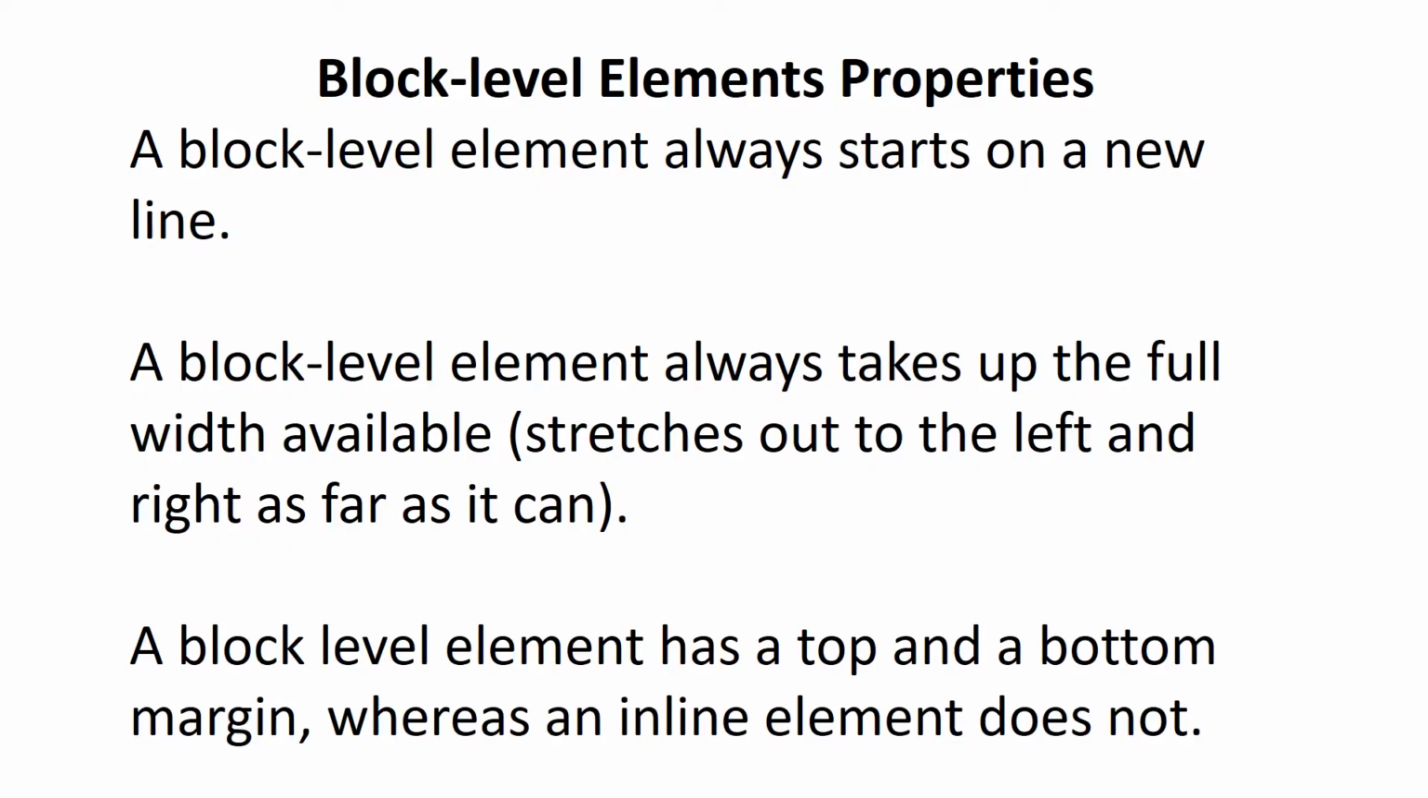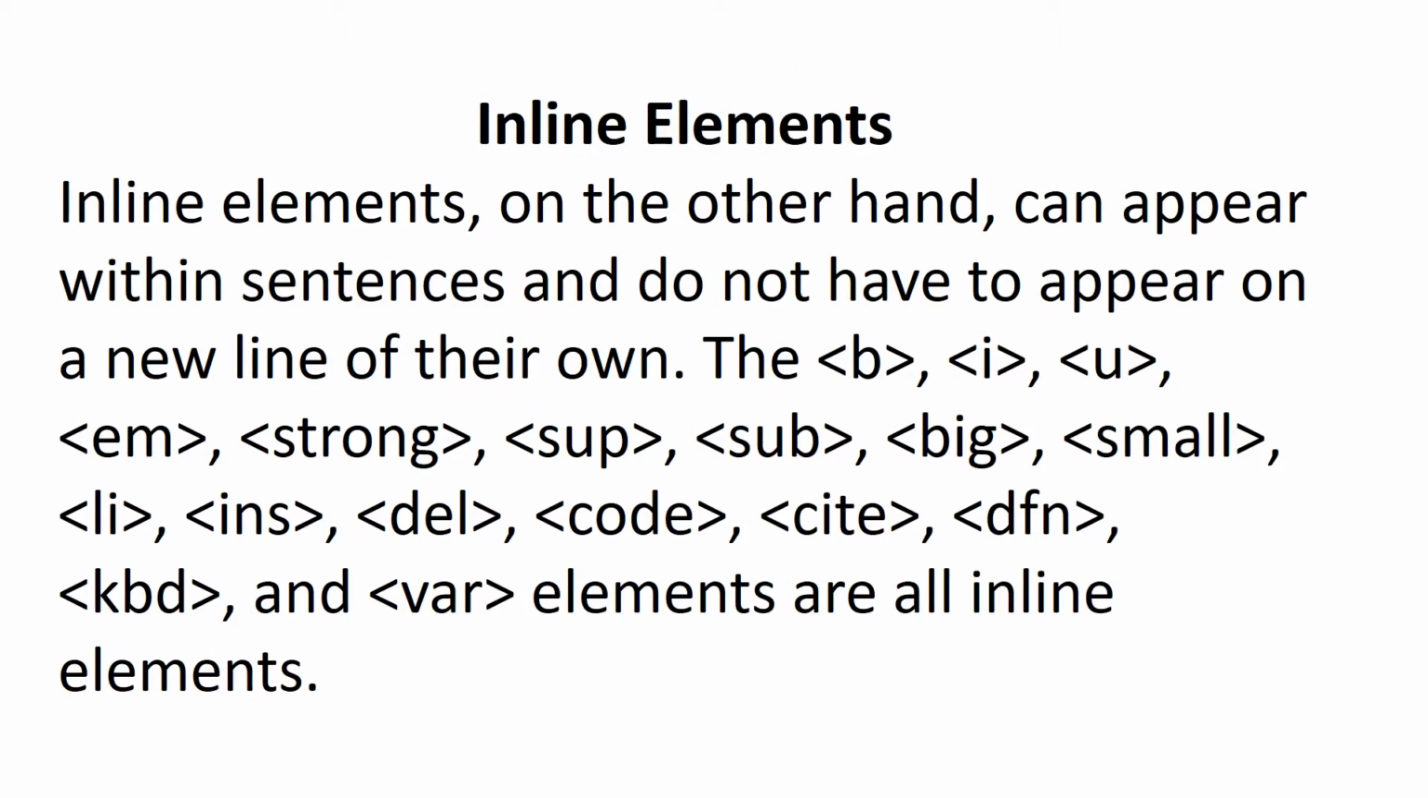Block element properties. A block element always starts on a new line. A block element always takes up the full width available, stretched out to the left and the right. A block element has a top and a bottom margin, whereas an inline element does not. Okay, now we'll be talking about inline elements. Inline elements, on the other hand, can appear within sentences and do not have to appear on a new line of their own. Some examples of inline elements are the B, the I, and the strong tags.